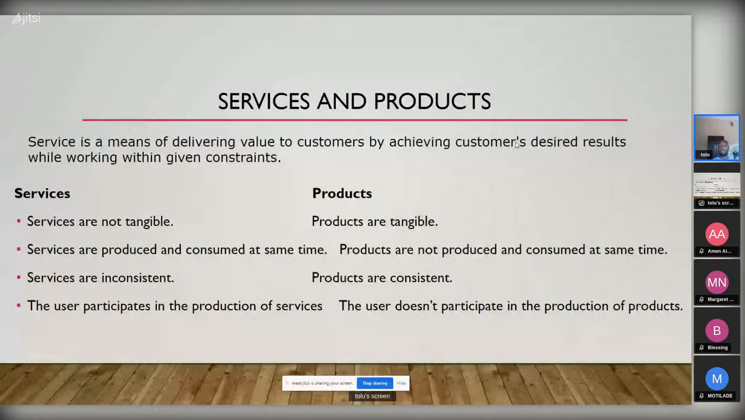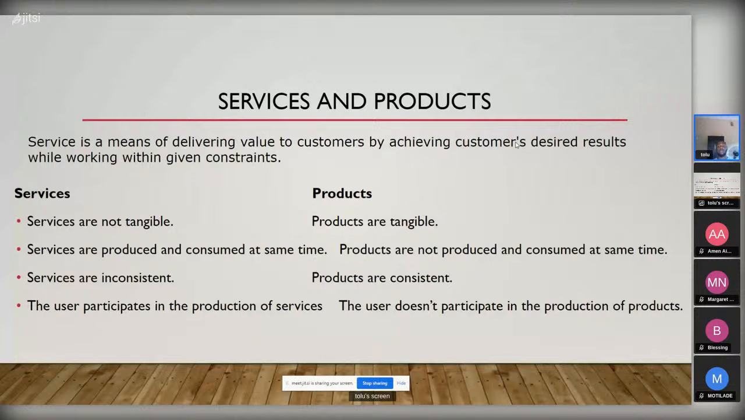Services are not tangible, while products are tangible. These are differences between services and products. Services are produced and consumed at the same time. Products are not produced and consumed at the same time. You have to finish building a product, then it has to be used. Users have to be reporting incidents and coming back so you can work on that problem, then use it again. So that's how products are.